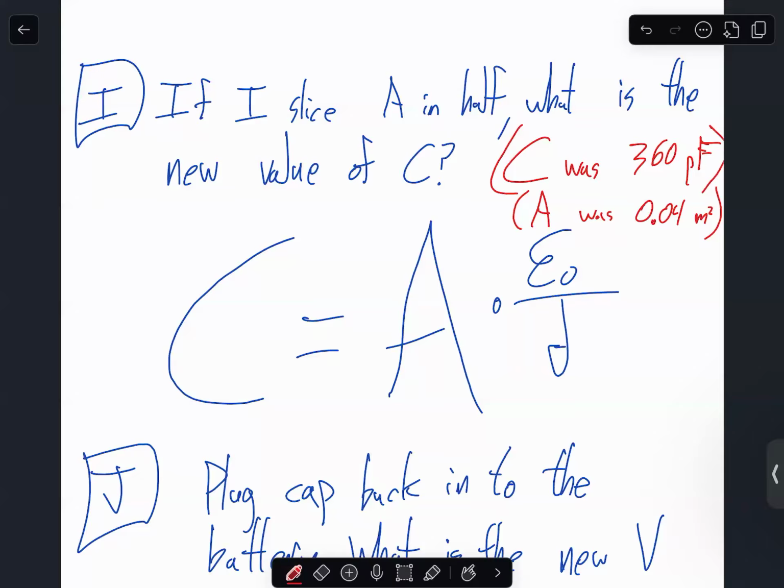Don't get complacent, it gets harder than direct proportionality. But in this example, if I have half as much A, then I must have half as much C. If I started with 360, I don't need a calculator to plug in numbers again. I can just say half of 360 is 180. Done.